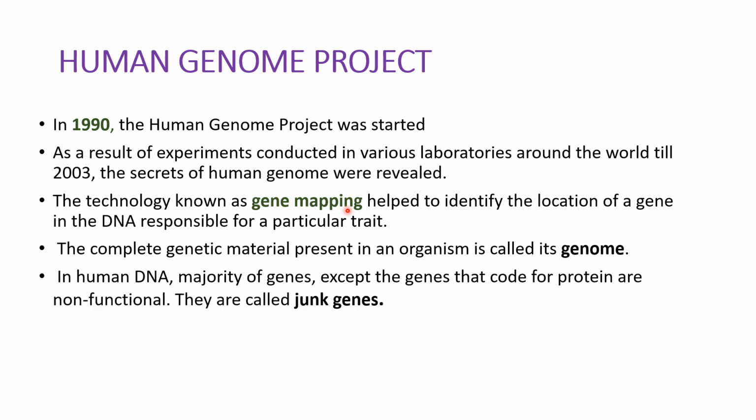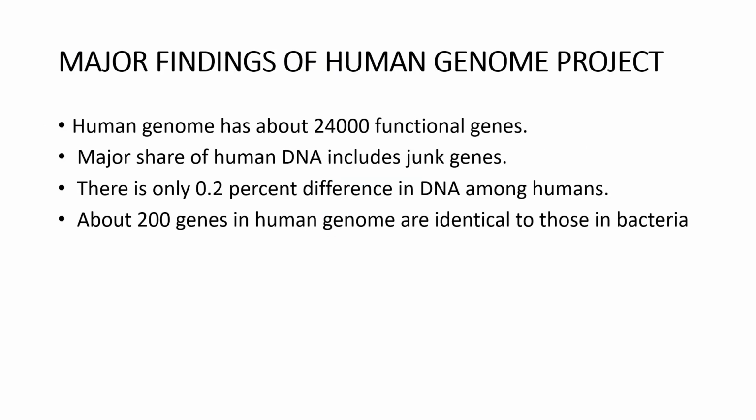So by using gene mapping, we can identify the gene causing undesired characteristics and would be able to remove that. Now let's look at what the major findings of the Human Genome Project are. The human genome has about 24,000 functional genes, and a major share of human DNA includes junk genes. By junk, we mean non-functional. There is only 0.2% difference in DNA among humans, and about 200 genes in the human genome, which is really surprising, are identical to those in bacteria. So these are the major findings of the Human Genome Project.